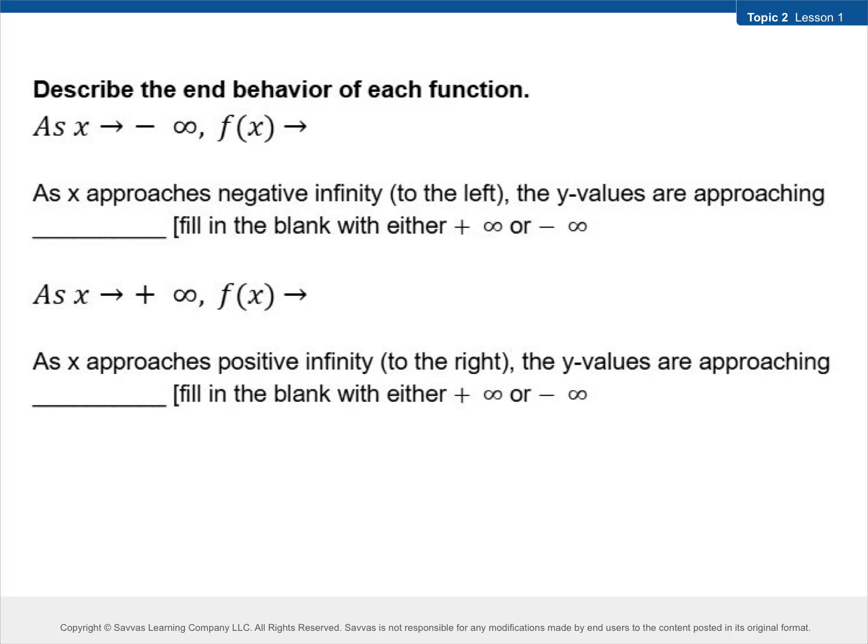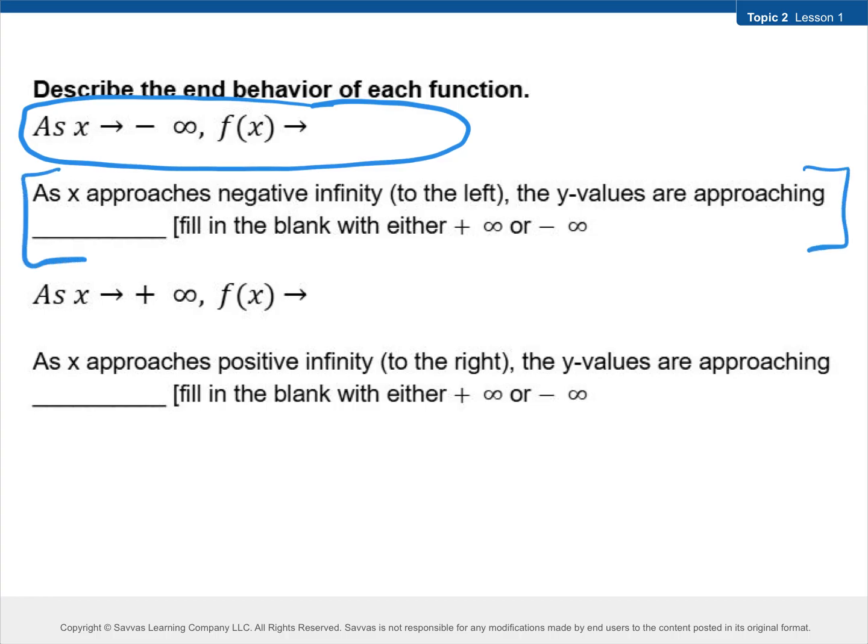For end behavior, this is what you're going to write. And down below, I just gave you a verbal description of what that notation means. So as x approaches negative infinity, we're talking about the left side of the graph, the y values are approaching. So you're going to fill in this blank here with either a positive infinity if it's going up or a negative infinity if it's going down.